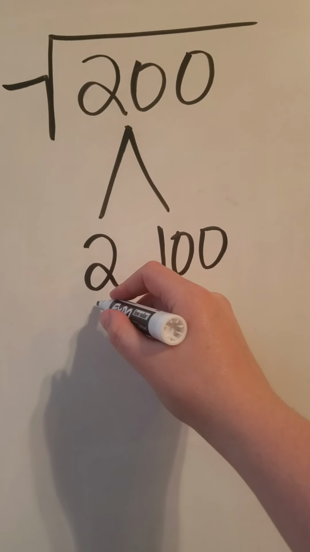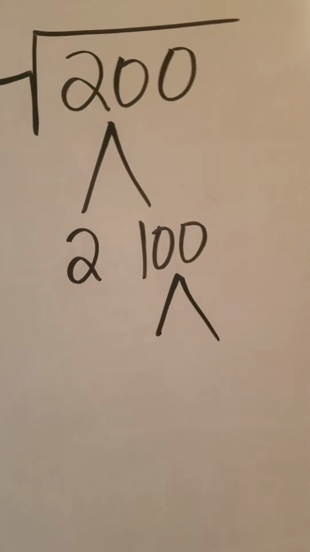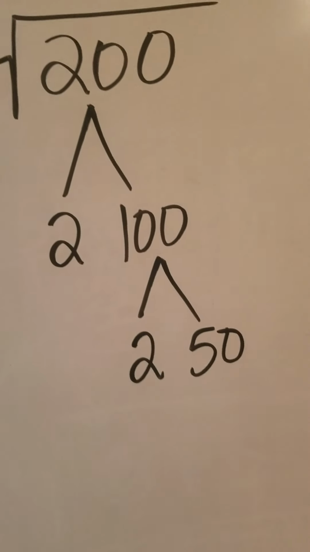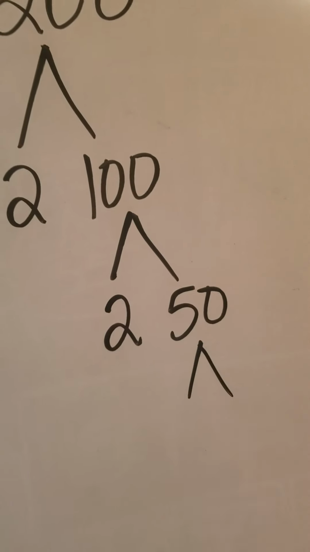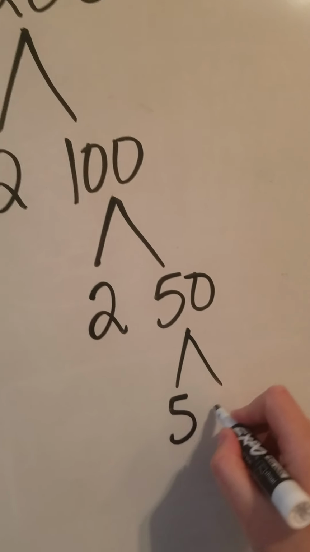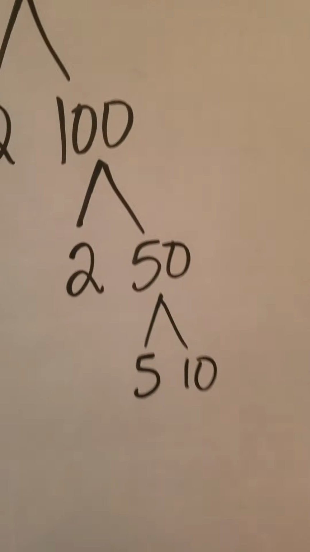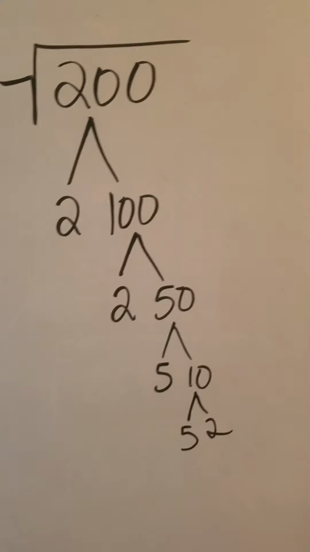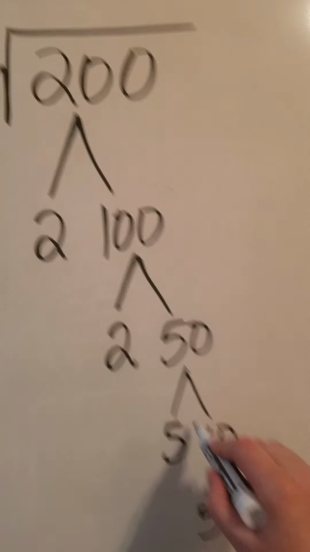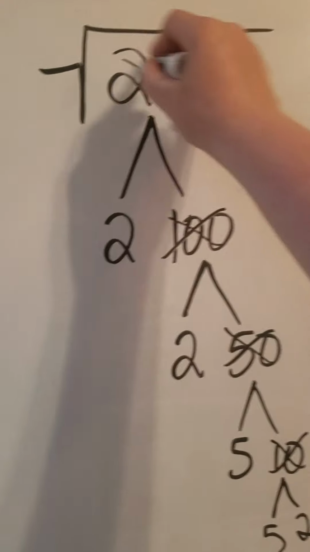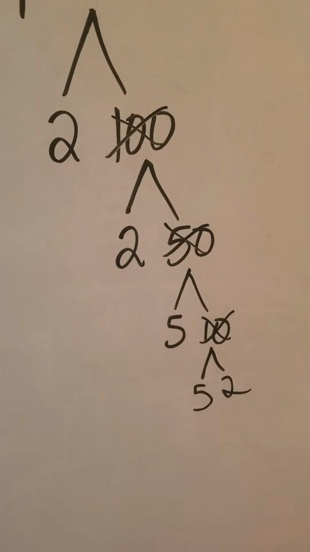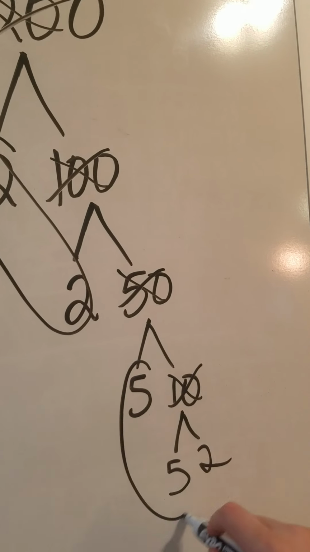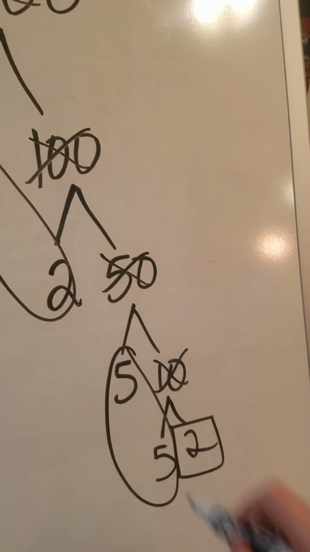2 is a prime number, so I'm not going to go anywhere there. For the 100, I can do 2 times 50. For 50, I can do 5 times 10. And for 10, I can do 5 times 2. Alright, scratch out the numbers I don't need. And now let's go ahead and start circling our pairs. I have a pair of 2s there. I have a pair of 5s there. And then a box around my loner.